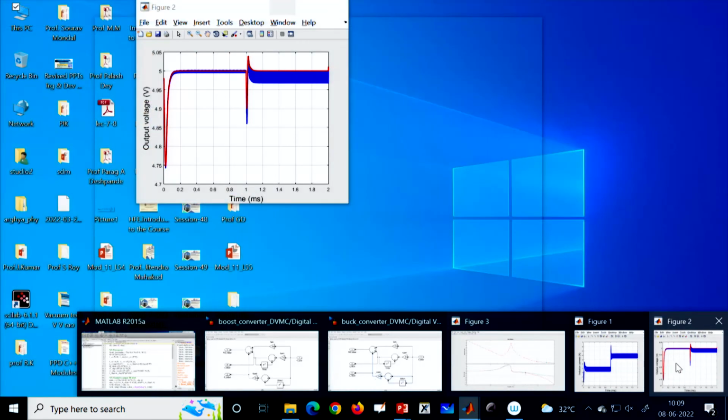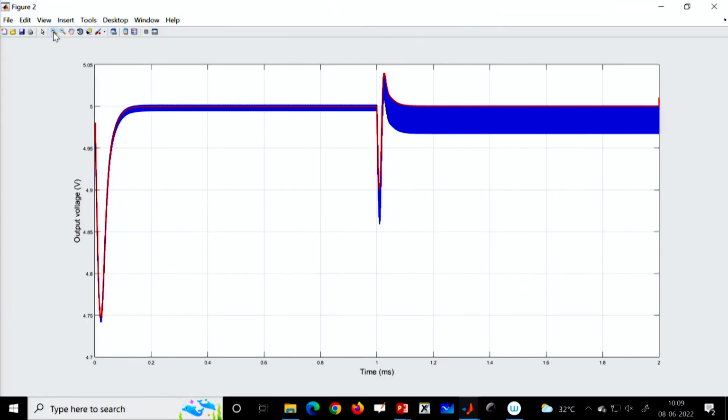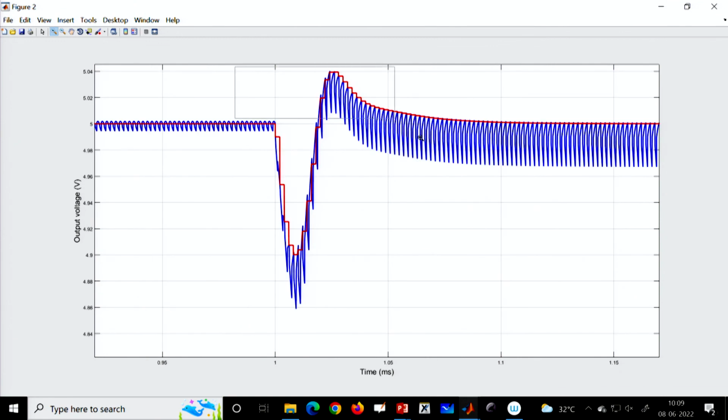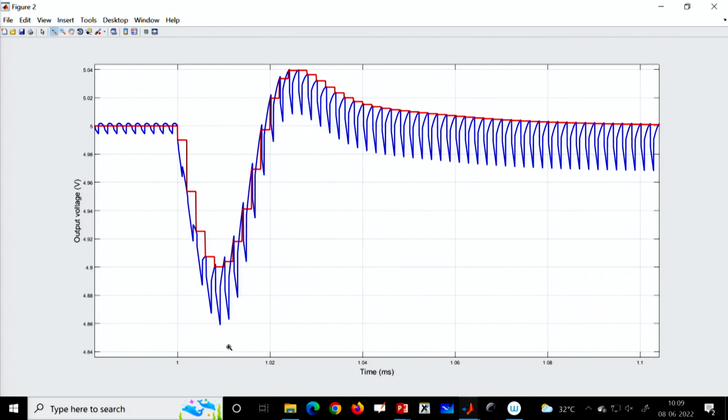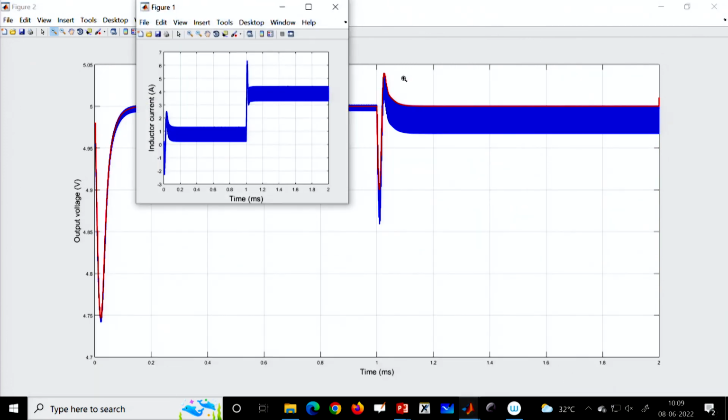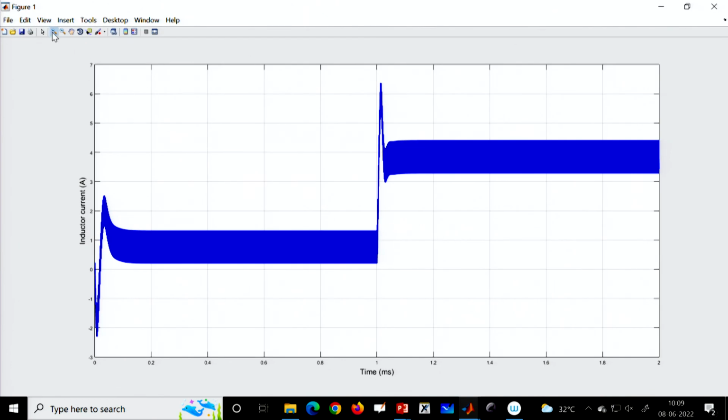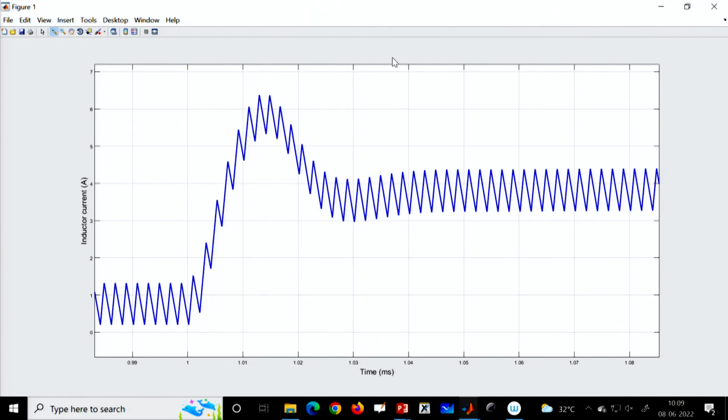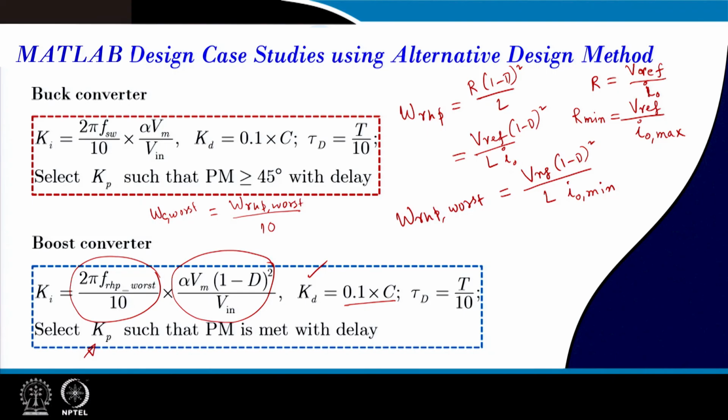Now, we want to see the transient response. If you see the transient response, this is the load transient response of the boost converter. It is much better in the sense that we can get an undershoot of around 140 millivolt, and then the settling time is coming to be around 0.08 millisecond. That means 80 microsecond, which means it is taking around 40 cycles, because it has a right half plane zero. So, the bandwidth is limited. And here if you see the inductor current waveform, this is the transient response. So, this response is pretty nice. So, you can design the controller very effectively.